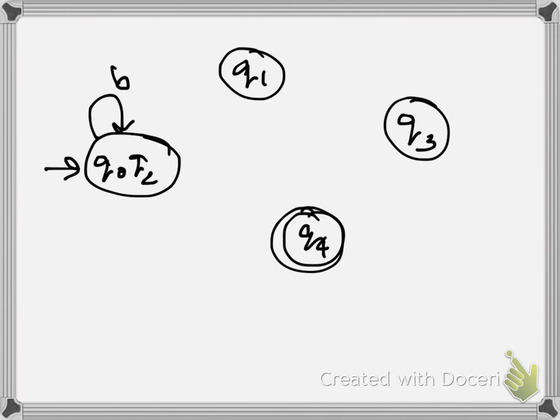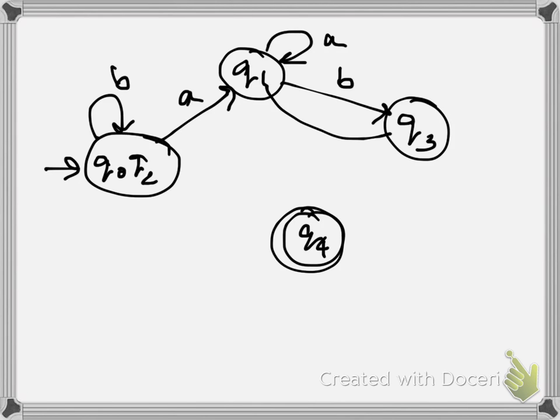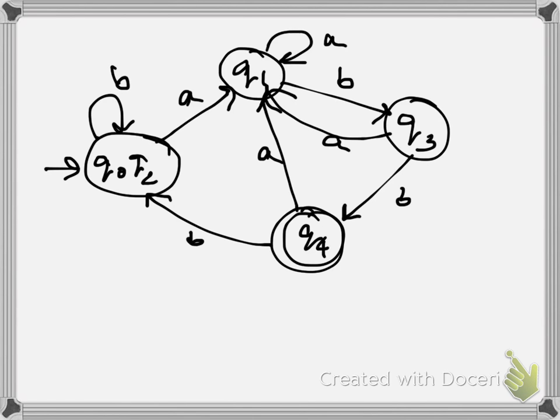On B, it goes to this. On A, then Q1 on A is itself. Q1 on B goes to Q3. Q3 on A comes here. Q3 on B goes to Q4. Q4 on B goes to this. Q4 on A goes to this. So this is our minimized DFA.